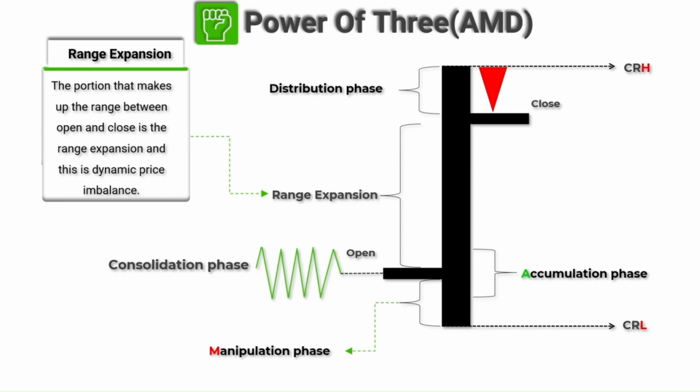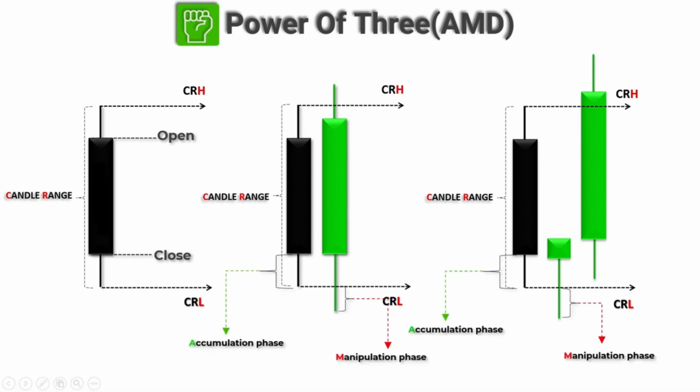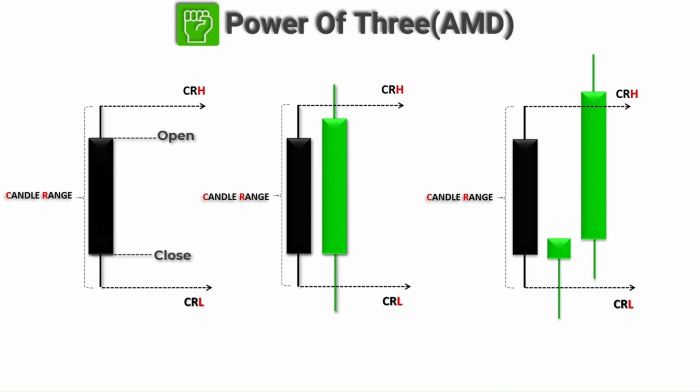The portion that makes up the range between open and close is the range expansion, and this is dynamic price imbalance. So in the single candle pattern, we can identify the power of 3 cycles by examining the open and close, and high and low, but in the 2 candles and 3 candlesticks pattern, we can identify the power of 3 cycles by examining the candle range high and candle range low, and the manipulation and distribution by the next candle wicks.